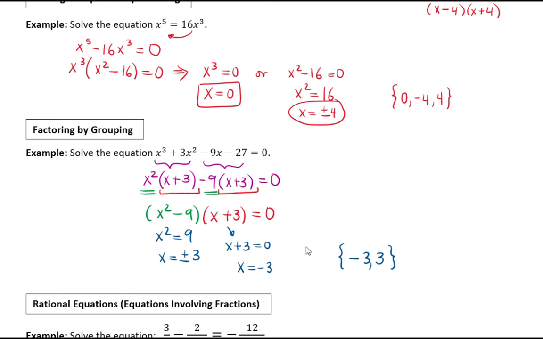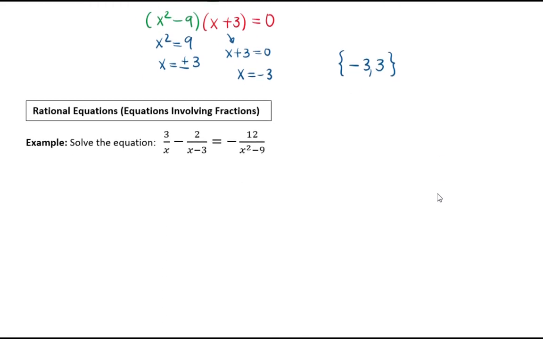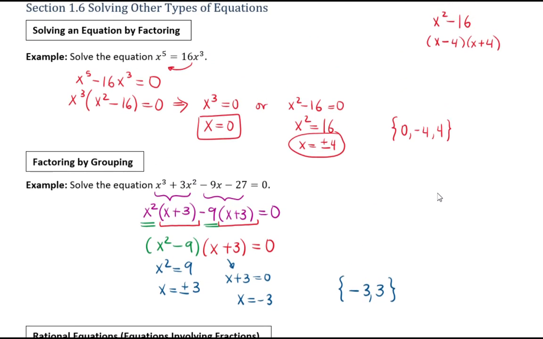Sometimes you may have more than 2 solutions in here, but this is what we get for this particular equation. I hope these two examples are clear. We can maybe pause and take a look at them. So let's move to the next example.